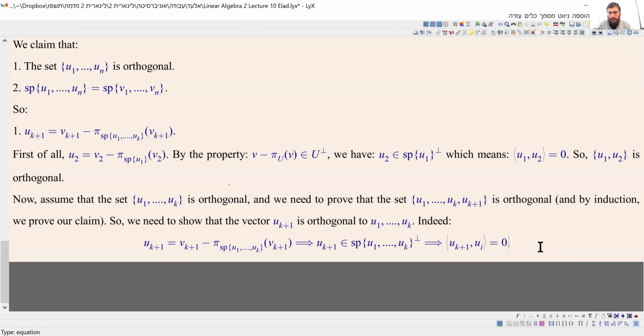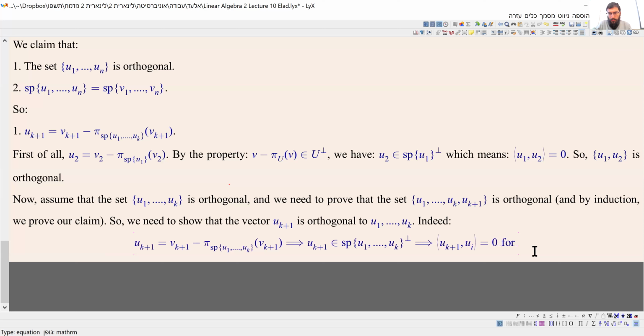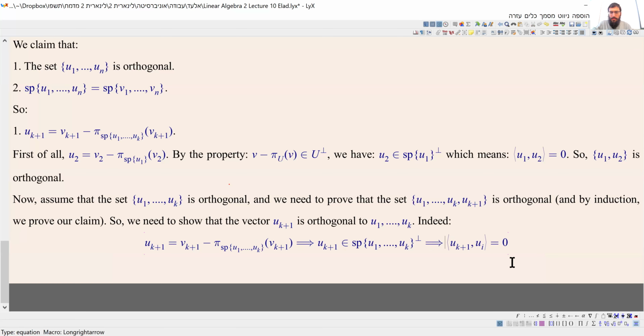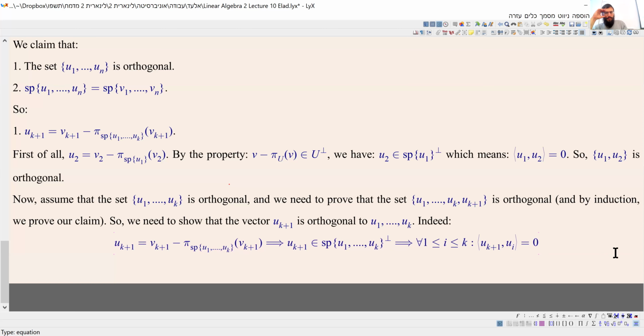u1 to uk, and by the definition of orthogonal space, u_{k+1} is orthogonal to every vector in the span, specifically u1 to uk. Now let's write down mathematically, from left to right, for all i between 1 and k.